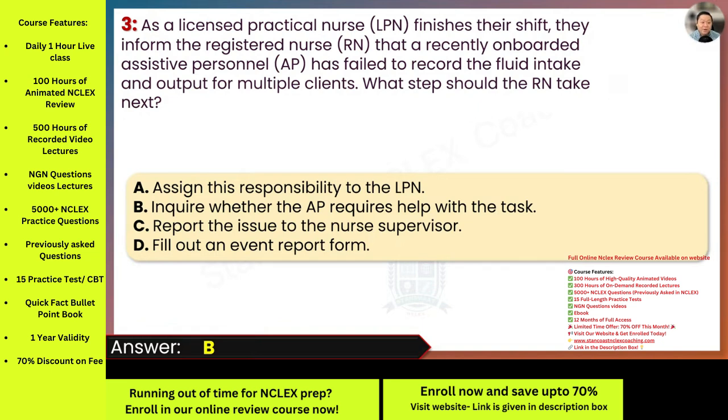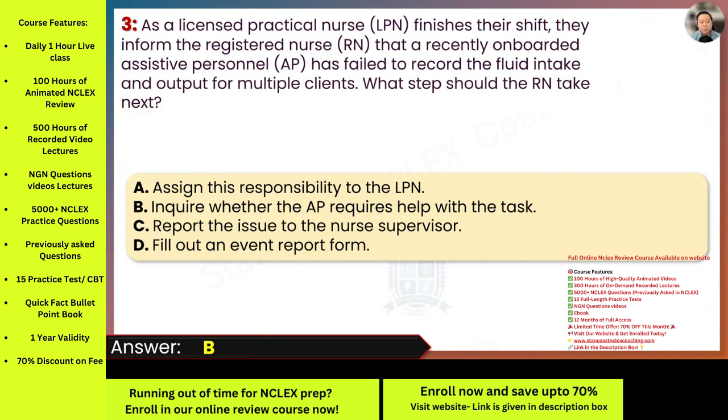Now, why is letter A incorrect? Well, the LPN already did their job by reporting the issue to the registered nurse. It's not their responsibility to fix it, and the assistive personnel is responsible for recording intake and output. So the RN needs to correct the assistive personnel's behavior, not shift the responsibility to someone else. And so remember that delegation simply means that you are going to hold people accountable, not reassign their tasks when they don't do them.